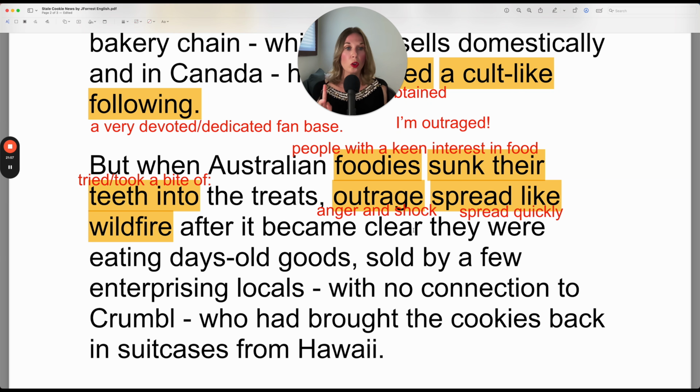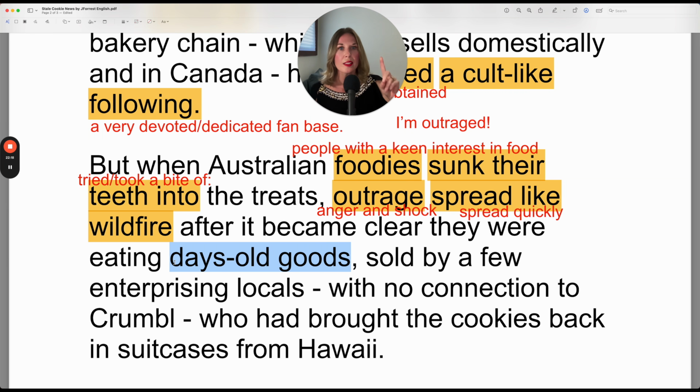After it became clear they were eating days-old goods. So sometimes bakeries will sell day-old bread, for example, or day-old cookies, day-old pastries for a reduced price because they are a day old.